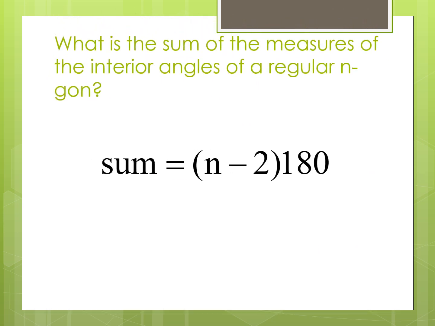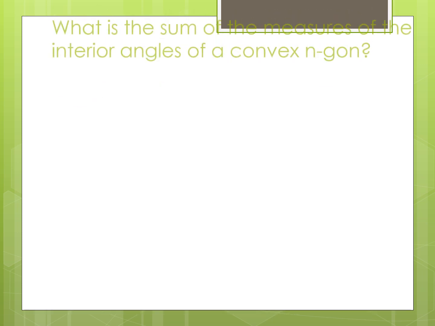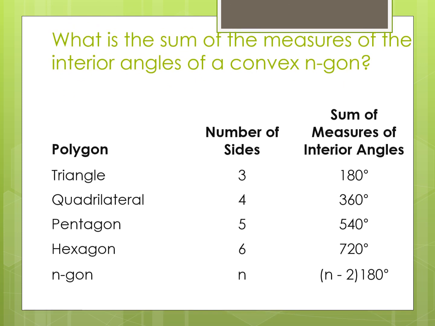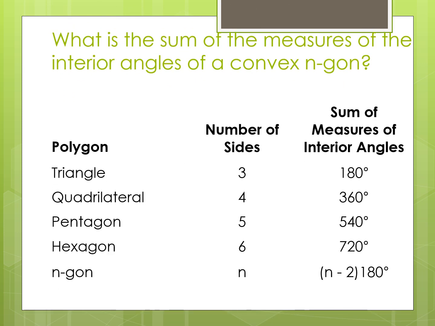For the n-gon, the sum of the interior angles is n minus 2 times 180. So take note of that. This is now the table presented previously. In a triangle, we have 180. Quadrilateral, 360. Pentagon, which is a five-sided polygon, 540. Hexagon, 720. Then the n-gon is n minus 2 times 180.